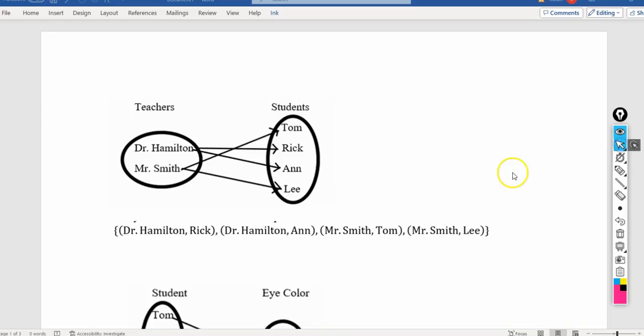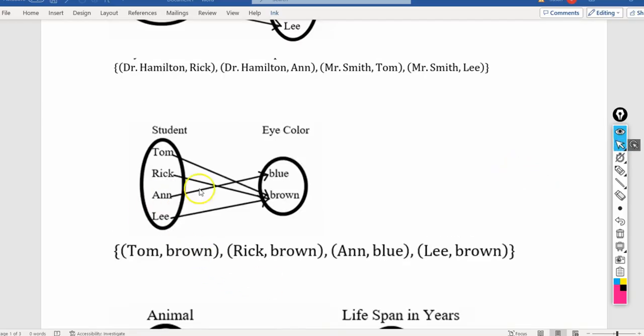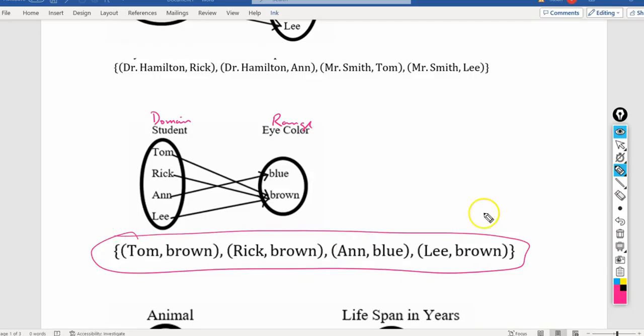We also have a relation here between a student and an eye color. And so you can see here from the picture, this is our domain, my set of students, and our range is the set of eye colors. And then that same pictorial representation could be written down as a set of pairings. And the first entry comes from the domain, and the second entry comes from the range, as you can see here.